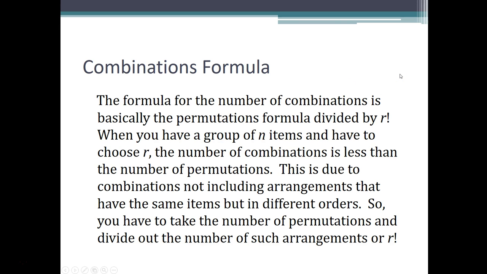Okay, so that combinations formula is basically n choose r. So you have n items and you're choosing r of them. You're trying to figure out how many combinations are possible. It's basically the permutations formula, nPr, over that r factorial. So when you write it out, you have that n factorial over n minus r factorial from permutations, and it's still also divided by r factorial to account for the fact that the order doesn't matter.